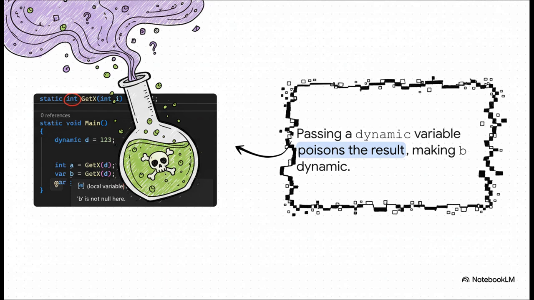Look at that line. var b equals getX of d. Remember, our argument, d, is dynamic. So because of this poisoning rule, the compiler sees that dynamic and treats the entire function call, the whole getX of d expression, as dynamic. The result gets infected, and that is exactly why var b ends up being dynamic.